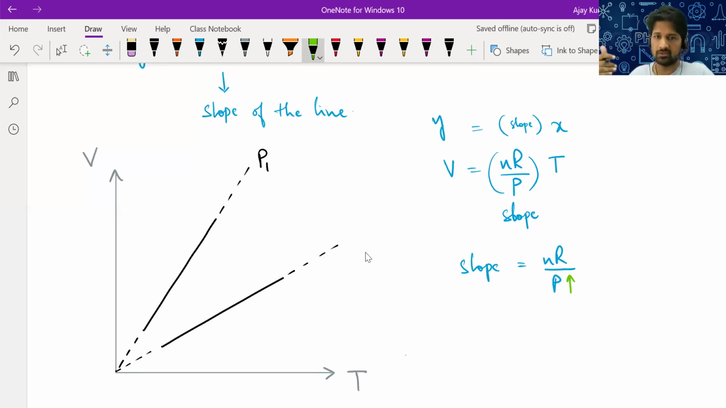So if you carry out the process once again at a higher pressure, what happens is if pressure increases, the slope decreases. So slope decreasing means what? It will be more parallel to the x-axis. I mean, it will tend to become parallel to the x-axis. So from these two graphs, we can say that P2 is greater than P1. We increase the pressure at which the process is carried out. The graph will tilt more towards the x-axis. Slope decreases. So lower pressure, higher slope.